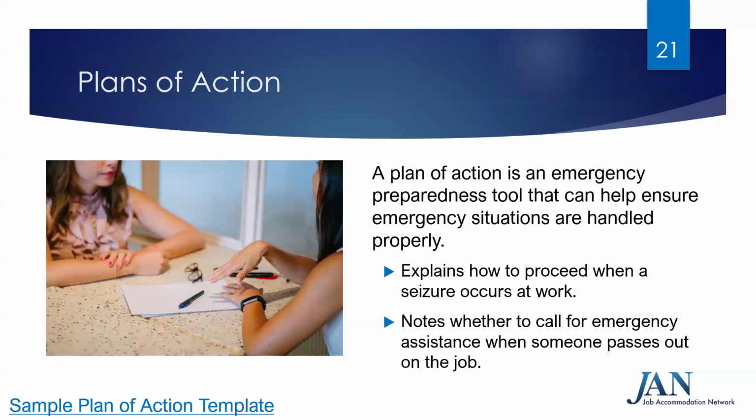This could involve working with the individual and their medical provider on establishing what to do if an individual has a seizure at work, or if the individual loses consciousness at work. An immediate impulse in that situation may be to call 911 for help. But if the individual doesn't need emergency assistance, then a plan of action can help ensure that the employer can tell whether that assistance is medically necessary for the worker.